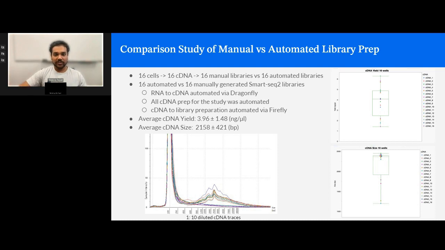So this slide shows a distribution of the cDNA size and the length, and also the TapeStation trace overlay for all the 16 samples. The average cDNA yield for this study was 4 nanograms per microliter, and the average cDNA size, as you can see, is around 2150 base pairs.